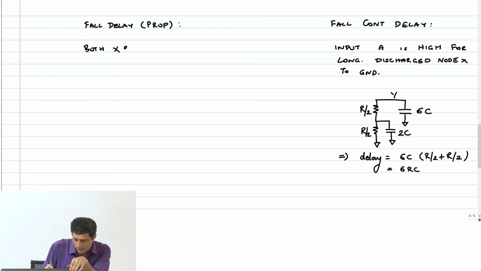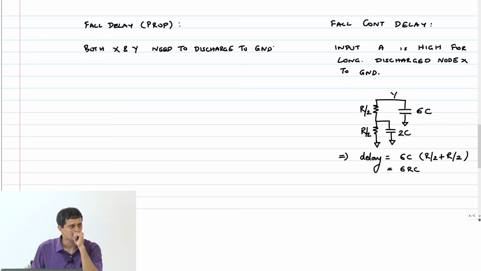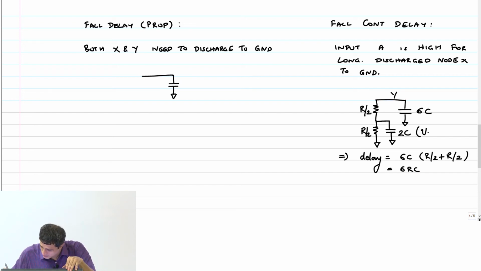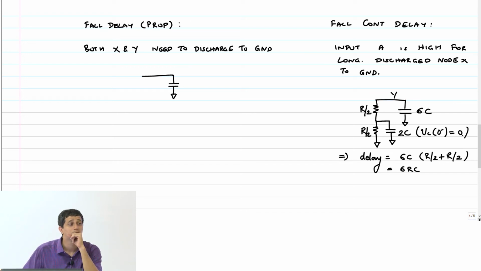For propagation delay, both X and Y need to discharge to ground. Right? So what's the equivalent circuit? I have here, I think I should write this. Vc of 0 minus equals 0. Yes.